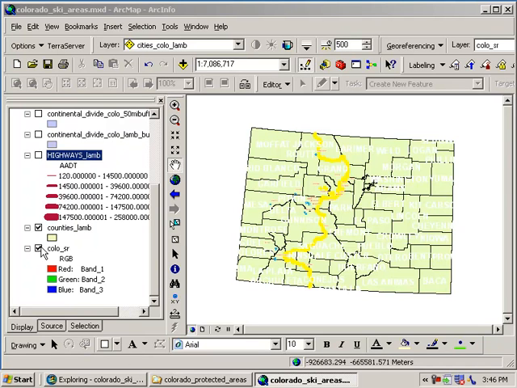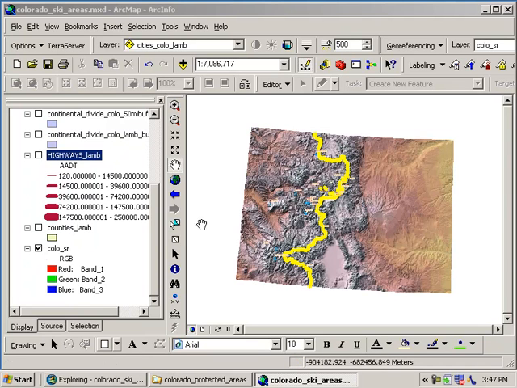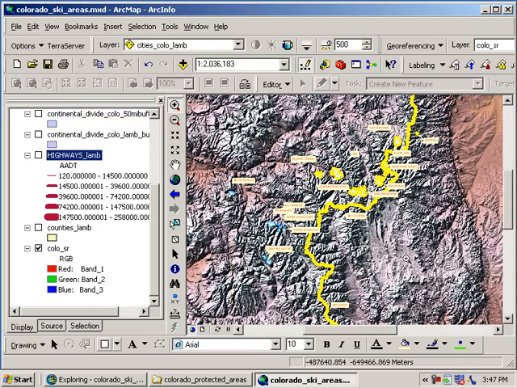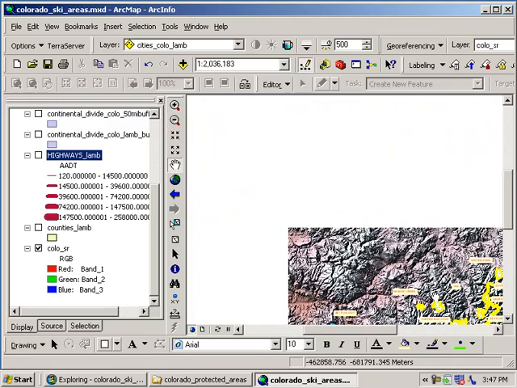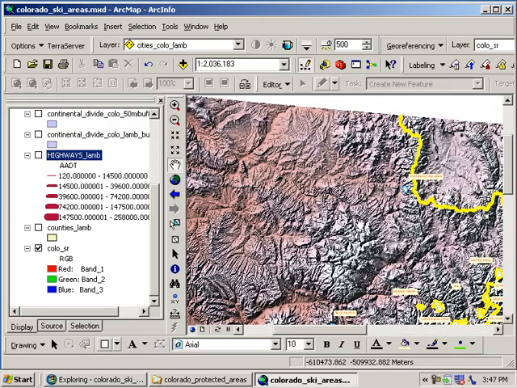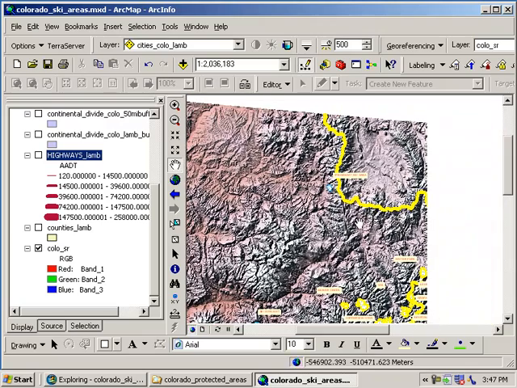I'm going to turn on the shaded relief and turn off counties for the moment, because what I really want to do in this segment is look at what ski areas are in certain mountain ranges. And as I can see here, there's this cluster of ski areas in central Colorado in certain mountain ranges. And we could do some investigation to find out what mountain ranges those were.